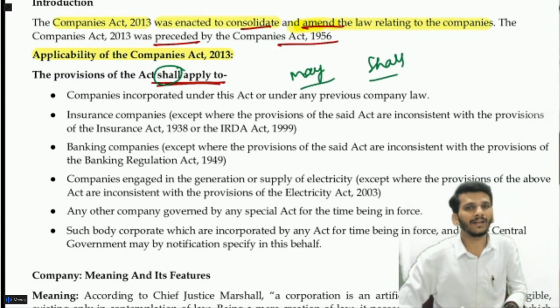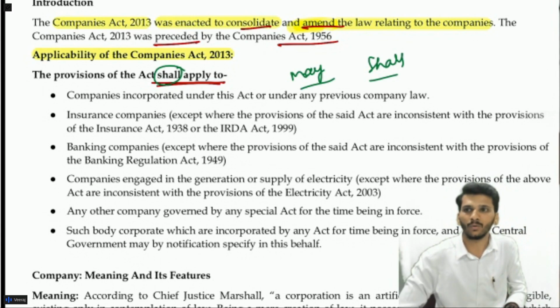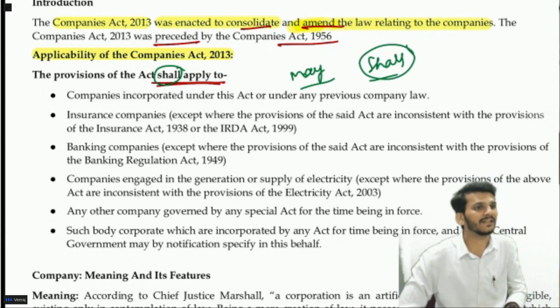May means it is discretionary. You may give me a loan of 1 lakh rupees; you can give it or you need not give me the loan. That is where we use the word may. May means it is discretionary. It is up to you whether you do it or you do not do it. What is shall? Shall means it is a mandatory provision, compulsory. You cannot deviate from this.